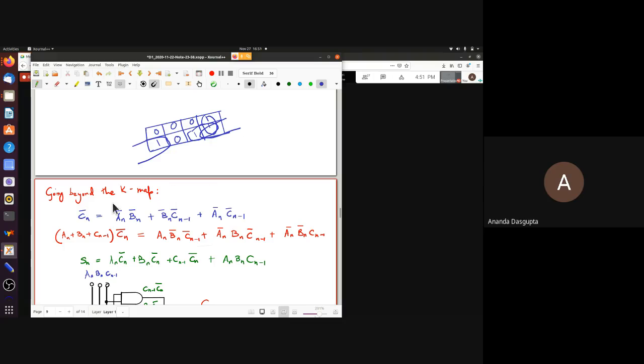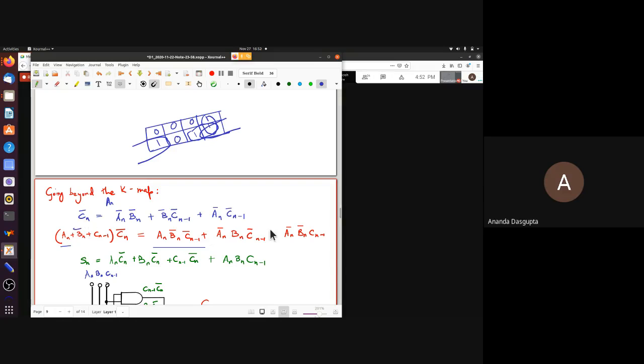Why? Because if you take this and say you multiply this by an, on the left, on the right, doesn't matter. Multiply, of course, is wrong, but this is something we say all the time. You're ANDing it with an. Whether you put it on the left or right doesn't matter, because AND is commutative. But if you do this, an times an bar will be 0. An times this an bar will also be 0. So the only term that will survive is an bn bar Cn minus 1. So this term only comes from an.